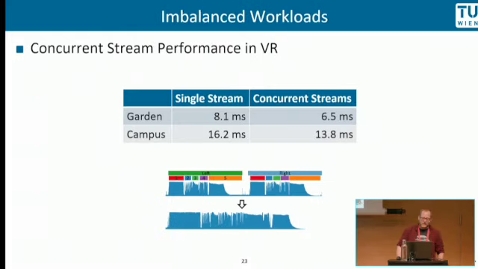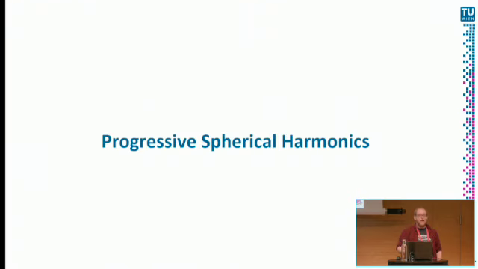So performance-wise, this gives us these improvements here. For the garden scene in virtual reality, with the single stream approach, it takes about 8 milliseconds, and with the concurrent CUDA streams, 6.5 milliseconds. Similar for the campus scene, which has 28 million splats, and here it improves the performance from 16 milliseconds down to 13.8 milliseconds. So, yeah, there is another one that I'd like to mention here. There are more in the paper, but this one is really stupidly easy and works out quite nicely.